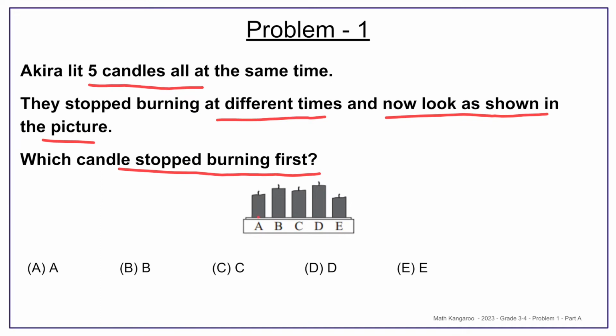So which is the longest in here? Option D. So our answer is option D. The D is the candle that stopped burning first, and then B, and then C, then A and E.